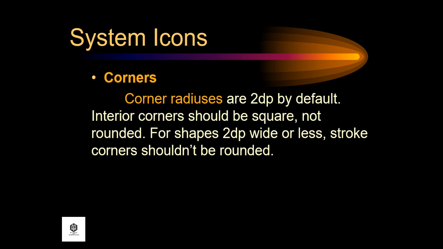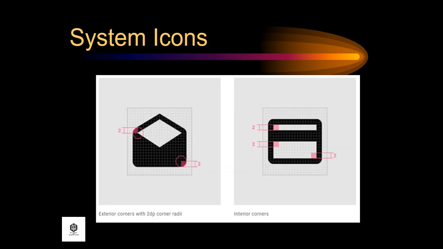For the corners, corner radii are 2 dp by default. Interior corners should be square, not rounded. For shapes, do 2 dp wide or less. Stroke corners shouldn't be rounded. So for example, exterior corners with 2 dp corner radii, and the exterior or interior corners on the right.